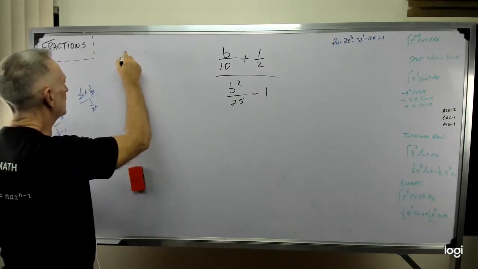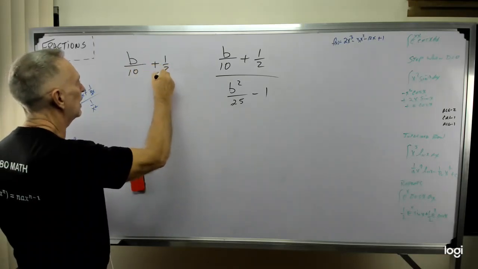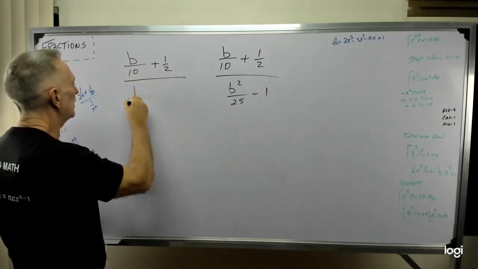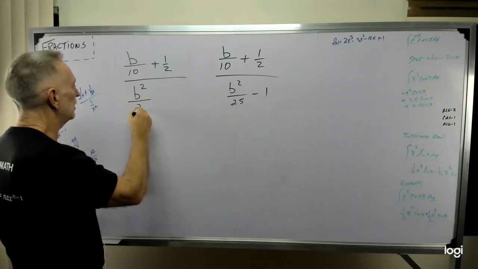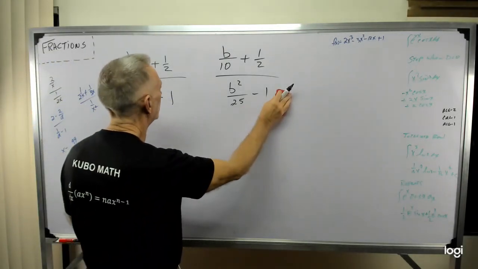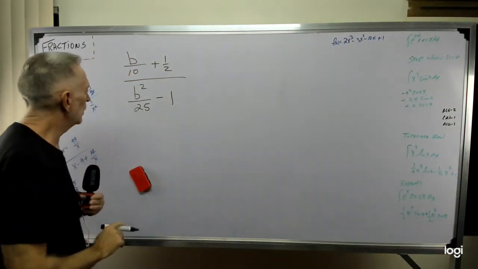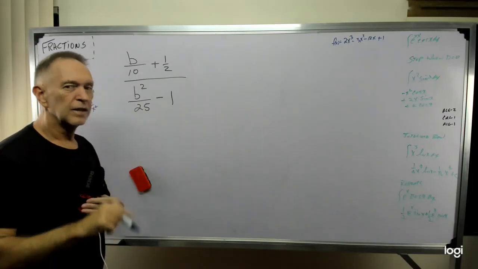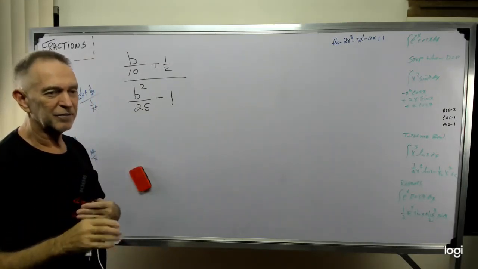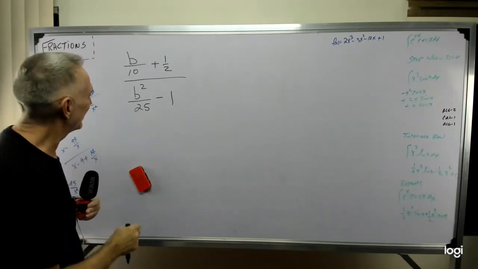What about this guy? Let me scoot him over here. B over 10 plus 1/2 divided by B squared over 25 minus 1. Whoa. I'll write that down correctly. Well, I always say when in doubt, factor, but in this case, first get a common denominator.